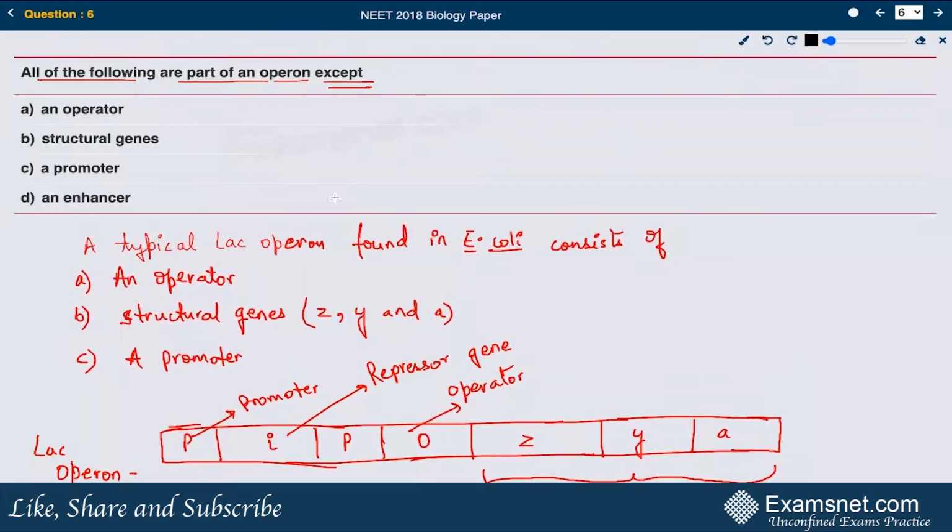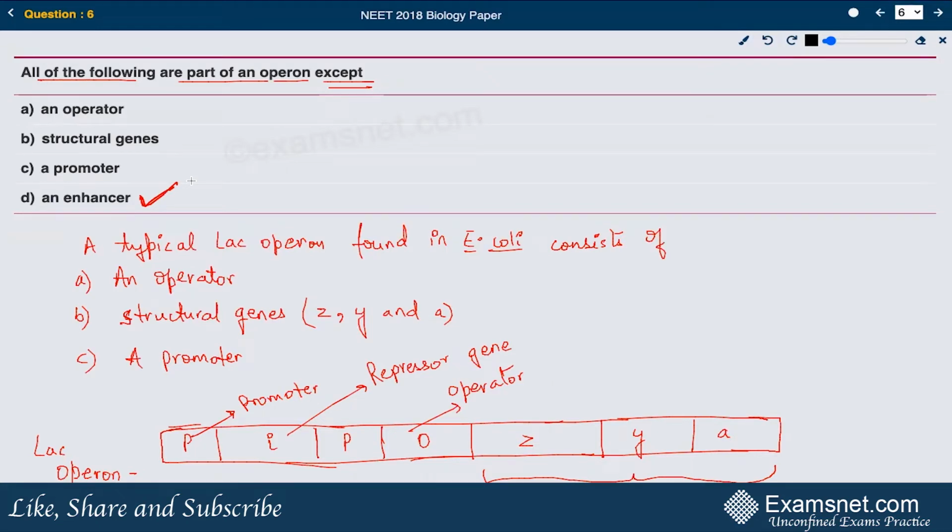Which of these are not a part of the operon? It is asking about the exception. So the operator is present, structural genes are present, promoter is also present, but enhancer is not found. So we can definitely say that enhancer is the correct answer with regard to this question.